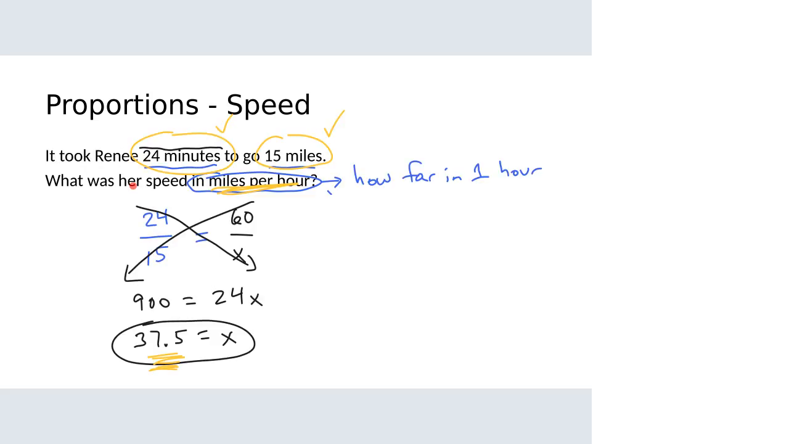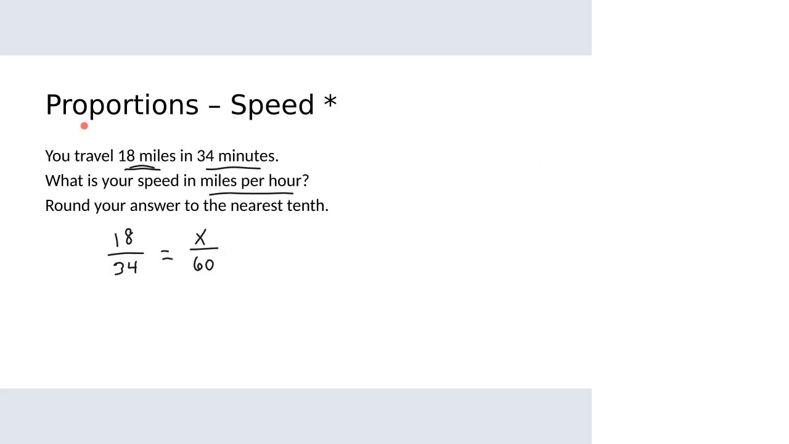Last time it said minutes first and miles second, so I put the minutes on top and the miles on the bottom. This time it said miles first and minutes second. So I put the miles on top and the minutes on the bottom. But you could write it the other way. If you had 34 over 18 equals 60 over x, that's perfectly fine. Just make sure it's logical when you set it up.